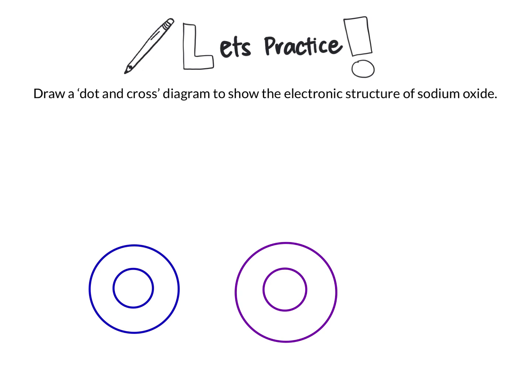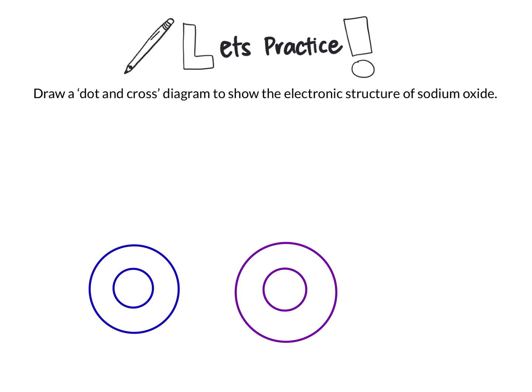Finally, last practice for today's video. Let's practice. The question is, draw a dot and cross diagram to show the electronic structure of sodium oxide. You can now pause the video and go ahead with the practice. Play again once you're ready to review the answers.